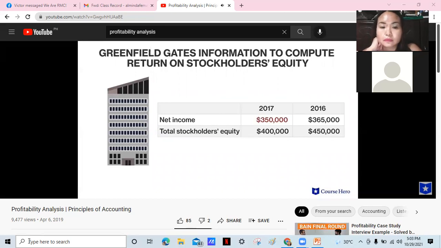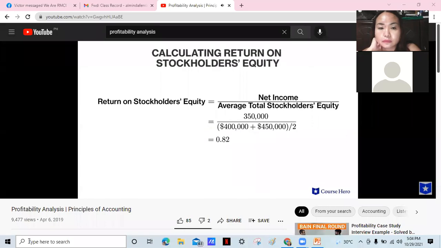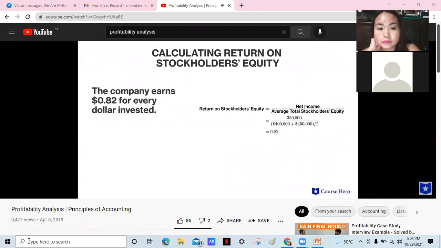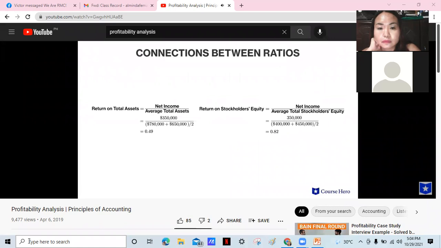Its total stockholders' equity was $400,000 in 2017 and $450,000 in 2016. The return on equity ratio would be 0.82. This 0.82 figure indicates that the company can generate 82 cents of net income for every dollar it receives from an equity investor. Again, it is important that you see connections among all these ratios.